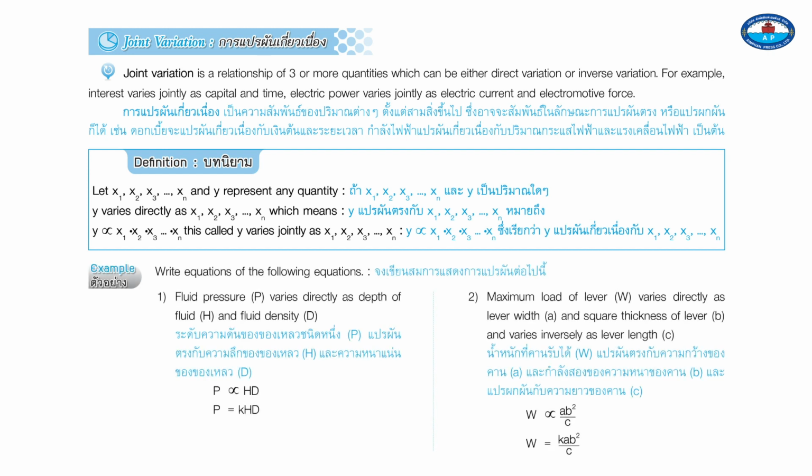Example. Write equations of the following variations. 1. Fluid pressure, P, varies directly as depth of fluid, H, and fluid density, D. P varies HD. P equals KHD.